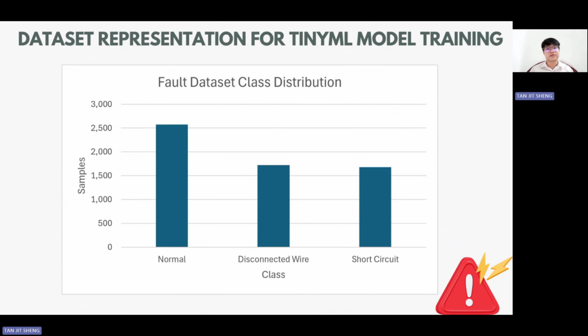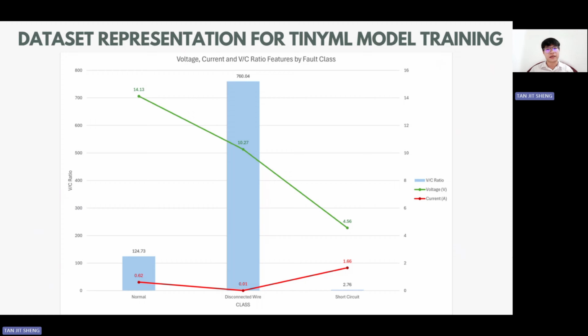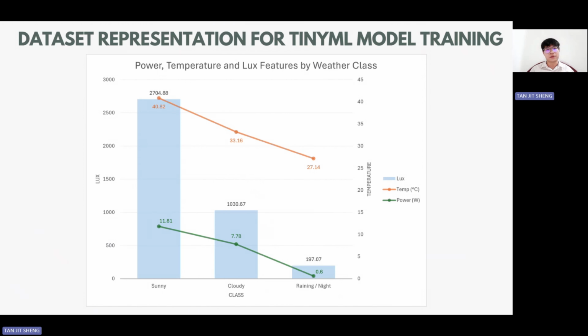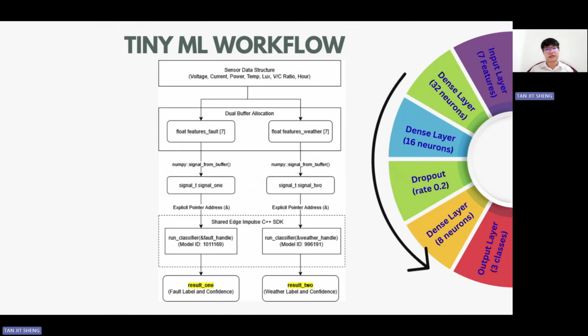And this is my dataset representation. This is the average of my collected data that used for training of my fault classes TinyML model. Here is the weather dataset class distribution. And this is a plot of the average of the collected data that will be used for the weather classification TinyML model training. And here's my TinyML workflow.